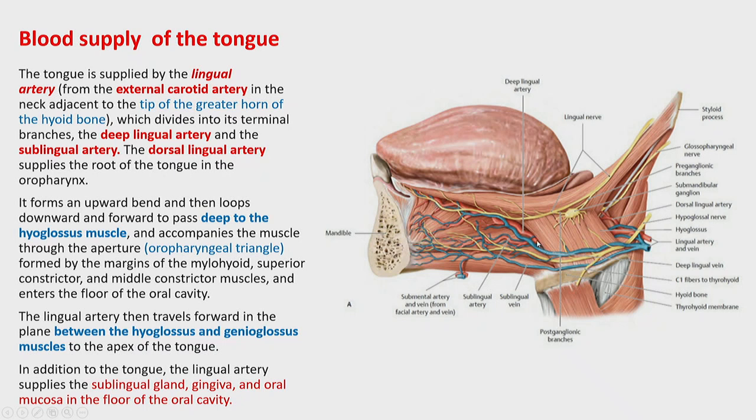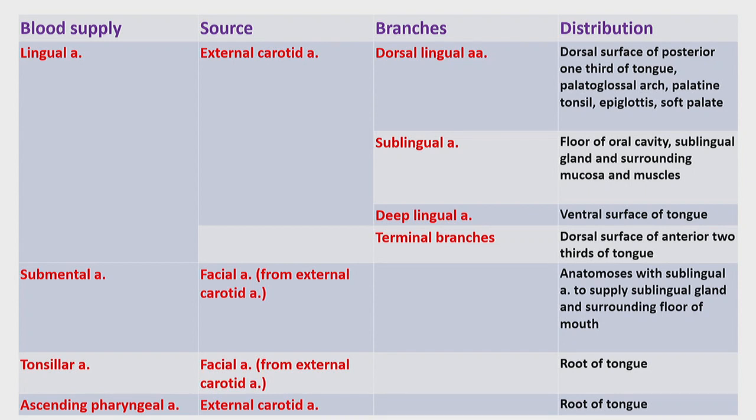And here you can see that the lingual artery is passing between the genioglossus, which is this muscle, and the hyoglossus muscle, going toward the tip or apex of the tongue. This artery is also supplying the sublingual gland, which is located in the sublingual region. It's supplying the lingual aspect of the gingiva, and the oral mucosa of the floor of the oral cavity.